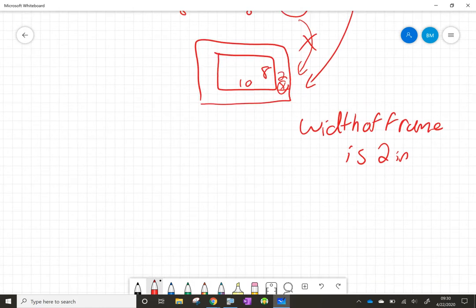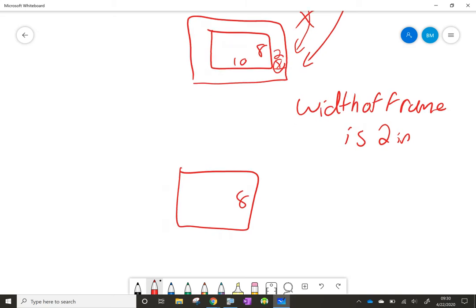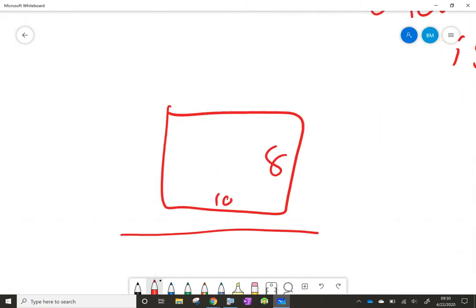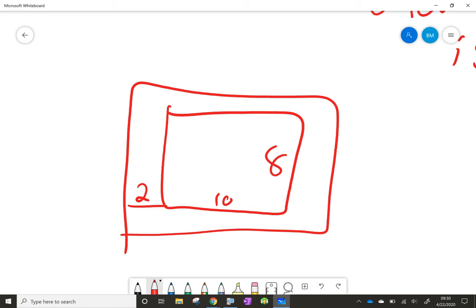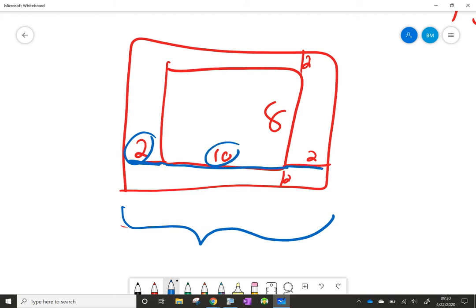Now, if we want to double check to make sure our math all adds up perfectly, let's go back to this picture. Let me zoom in on it as well. 8 by 10. Now, if the frame is 2 inches wide in either direction, 2 inches there, 2 inches there, 2 inches here, that means that the length of the picture, let's do it in a different color, is going to be 2 for this part plus 10 for this part plus 2 for this part. The length in total would be 14 inches.